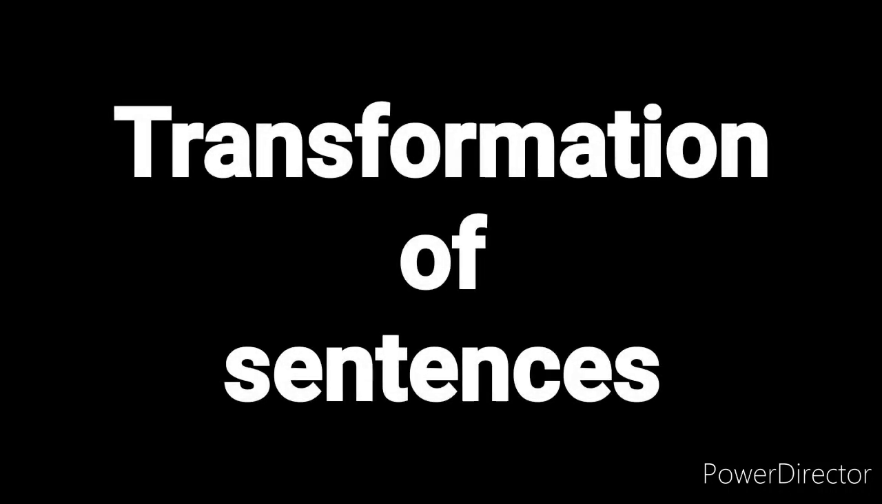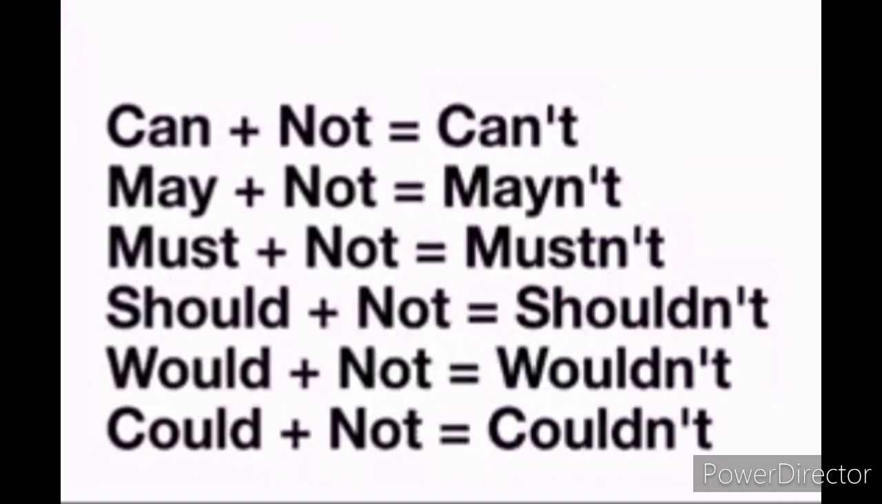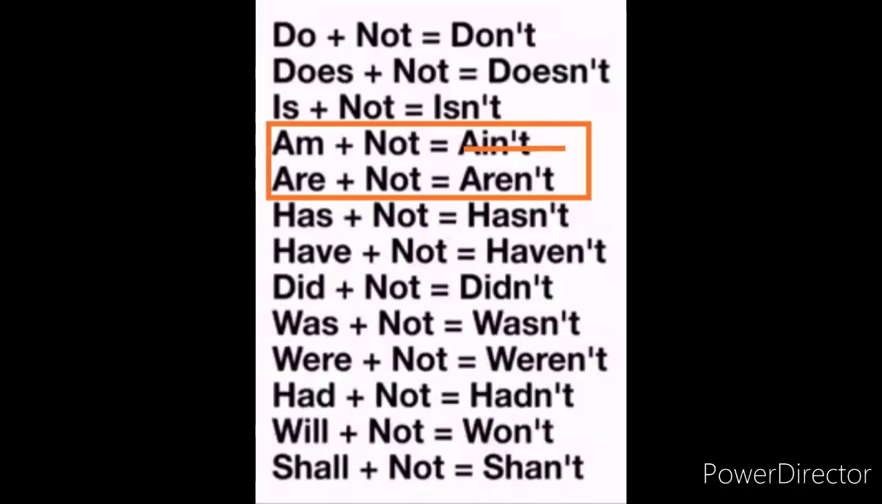We'll continue with transformation of sentences and today we will do adding the question tag to a sentence. Before we do that, we need to learn these words like can plus not, can't, may plus not, mayn't. Please take a screenshot of this and this one also. Here we see am plus not is ain't, are plus not is aren't, but in both cases we will use aren't.